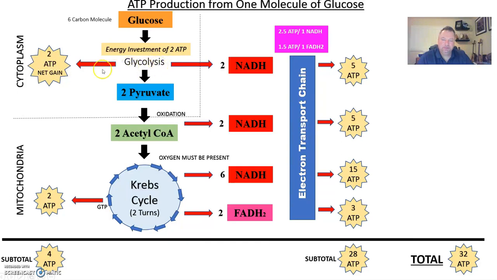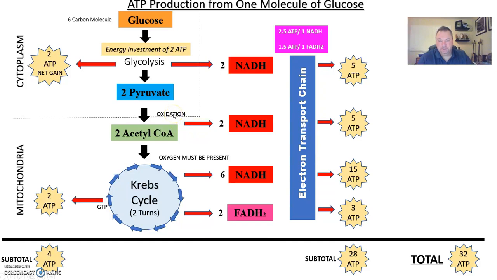Through this process of glycolysis, we have 4 total ATP produced. However, remember, we utilized for the investment 2 ATP. So we have a net gain of 2 ATP on the left-hand side here. And this is all occurring within the cytoplasm. Not only do we have the 2 pyruvate created, we also have 2 reduced enzymes of NADH created as well. And those are going to make their way to the electron transport chain.